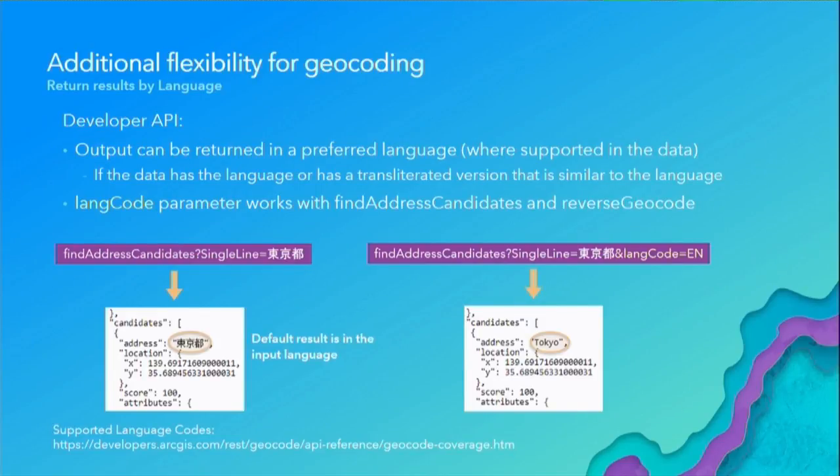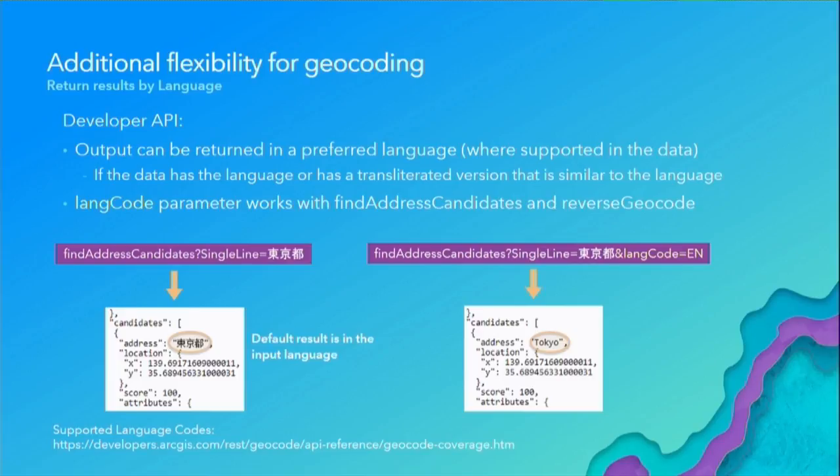Okay, so another interesting capability that we've added is that we now have the ability to return results by language where the data exists in our system. So here's a case where we've passed in a city name in Japan, and that's the input. So the input is in Japanese characters, and somebody may have taken that out of a spreadsheet or got it from some database. They actually want to find the location for that, but they also might want to label it or return back information in the English language.